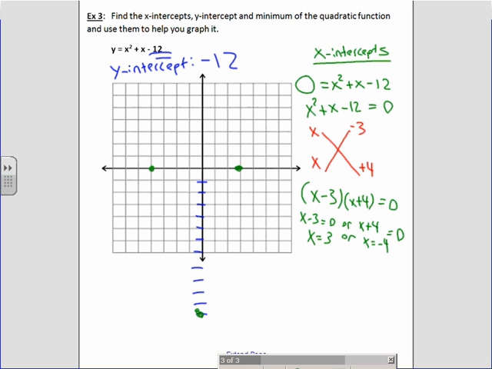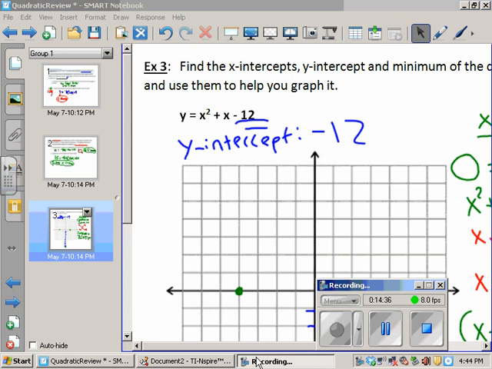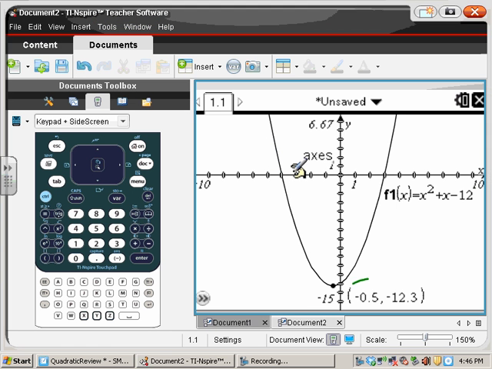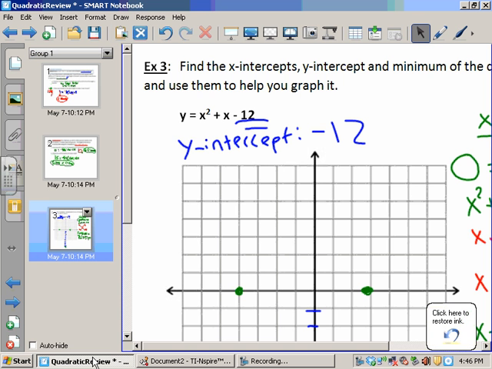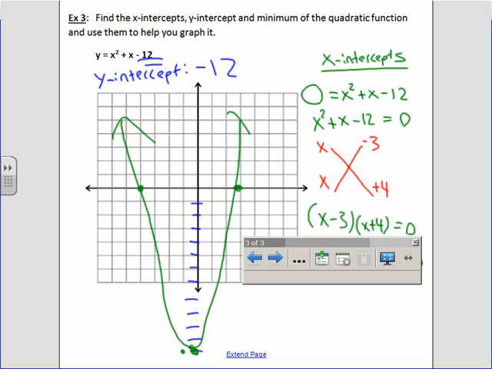So now I need to know, and it's not perfect, but we're fudging it, I need to know where the minimum is. So I'm going to pause the video, find that in the calculator, and then come back to you guys here. So you can see here I've graphed it, and the minimum is negative 0.5 comma negative 12.3. So I go back here, negative 0.5 comma negative 12.3 is like right over here. And now I can use that to finish sketching the graph. And that's a horrible sketch, but you get the point.